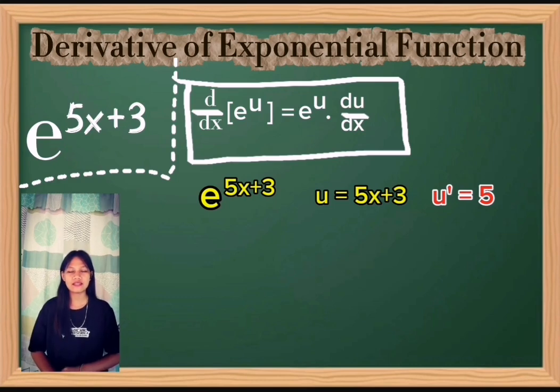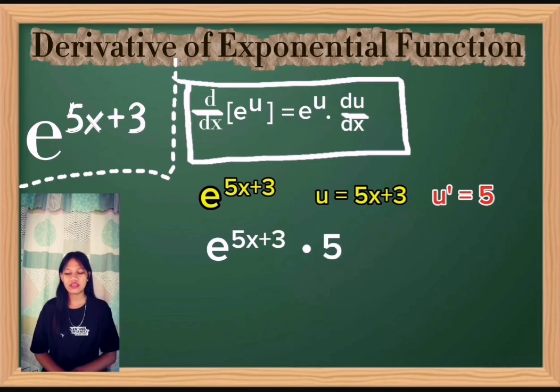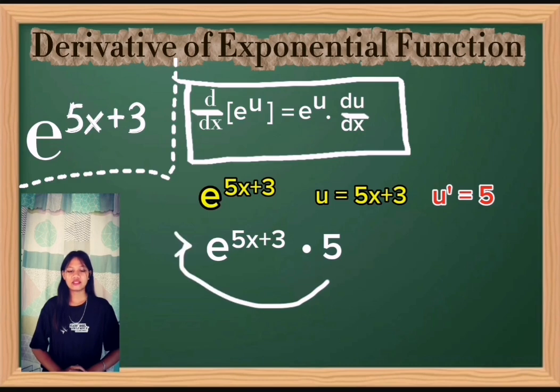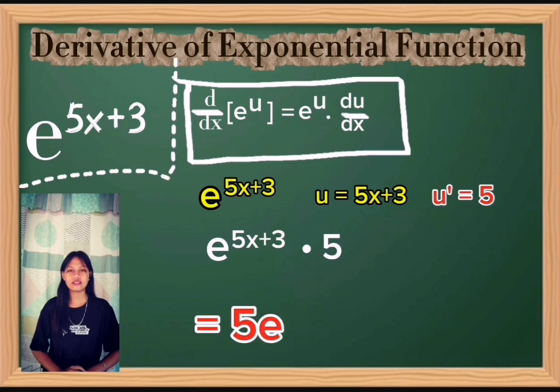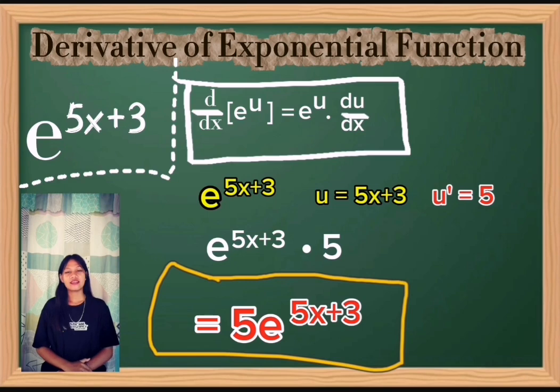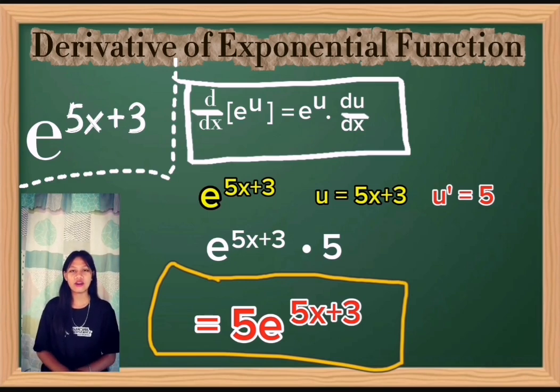Now, we just put the pieces together. We take our original function and multiply it by the derivative of our exponent, which is 5. And now we have e raised to 5x plus 3 times 5. Clean it up by moving the 5 to the front, and our final answer is 5e raised to 5x plus 3. And that's it. Just remember, copy the function and multiply by the derivative of the top, or the exponent.